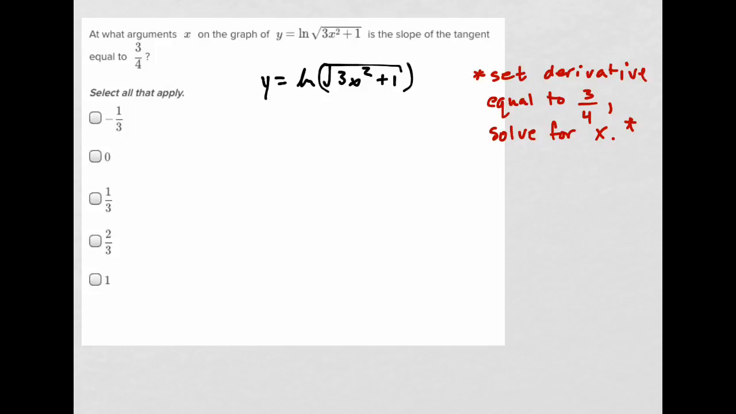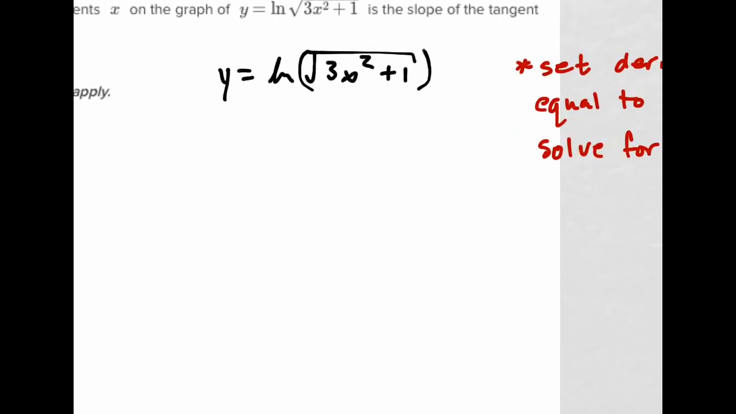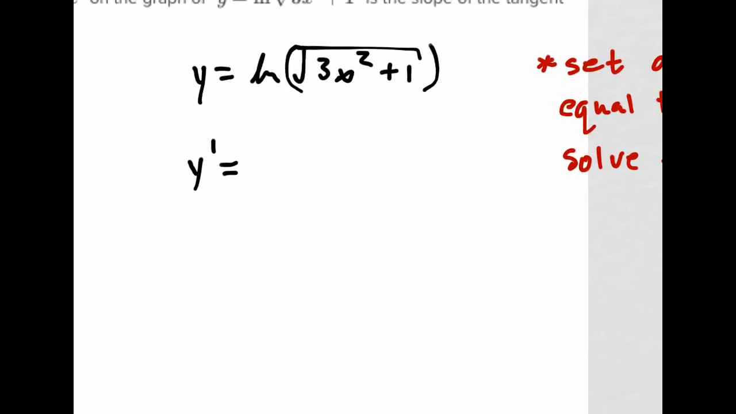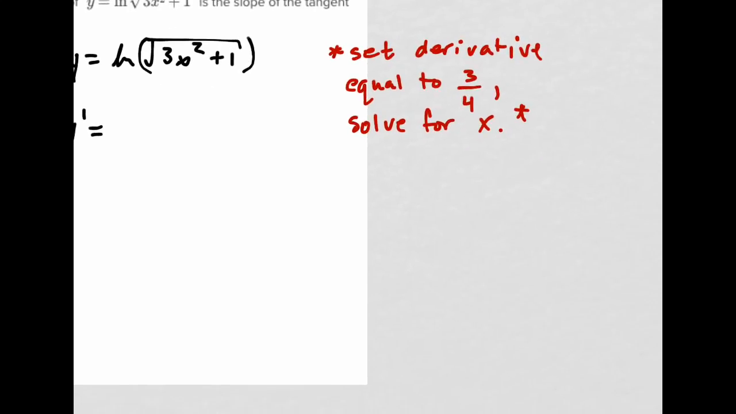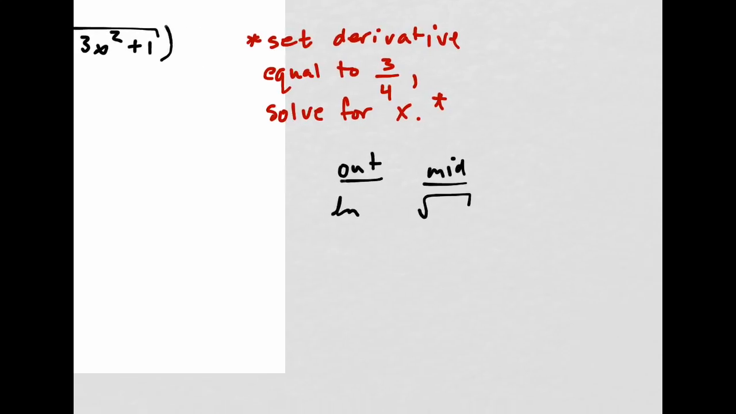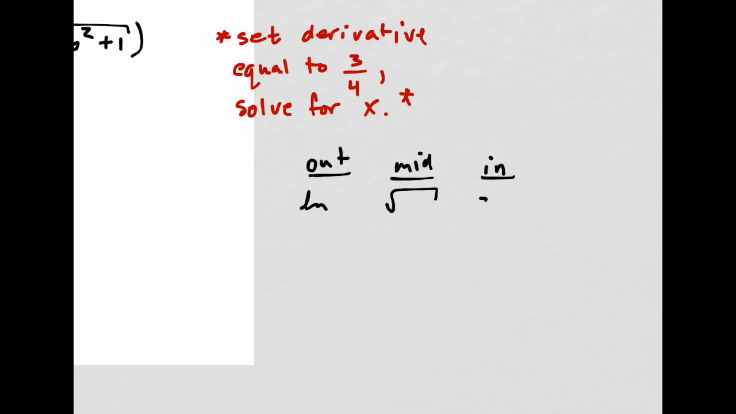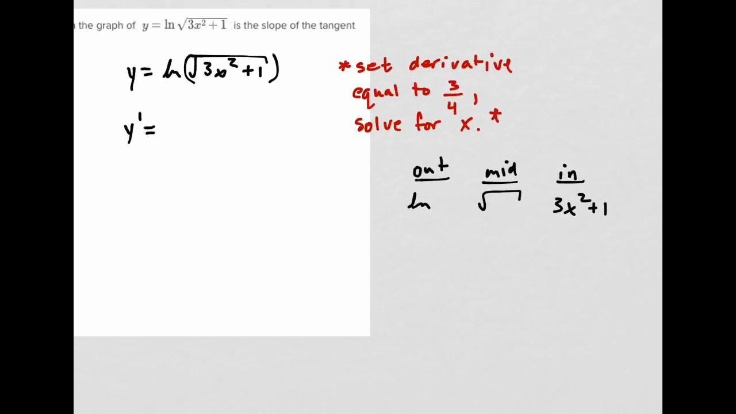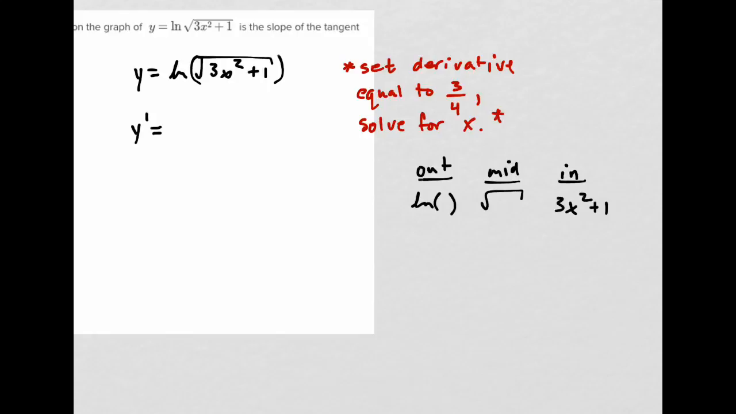Okay, so I got to take the derivative because I'm trying to look at the slope. So we have y prime equals, we don't have to take the natural log of both sides. We don't have an x in the exponent. So we just do y prime, and then the outside function is the natural log. The inside function, there's two inside functions. Maybe I'll write this. So outside is ln, middle is the square root, and the inside is 3x squared plus 1. So, maybe I'll put parentheses there.